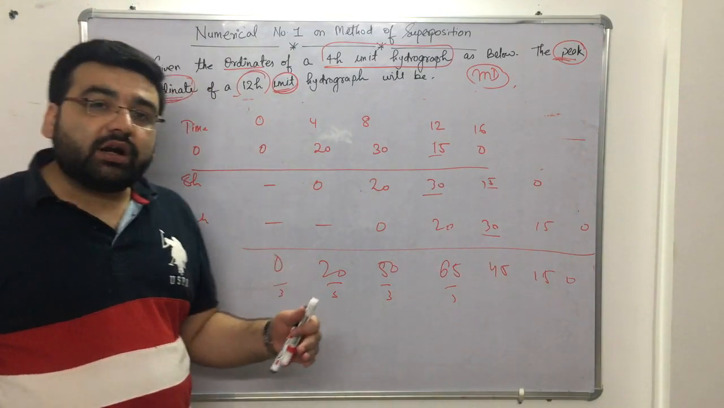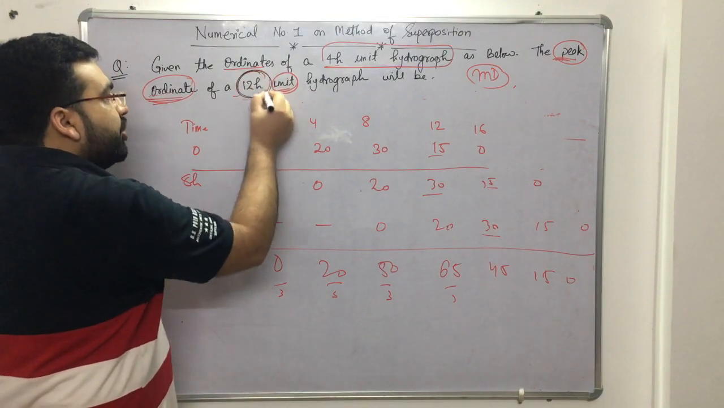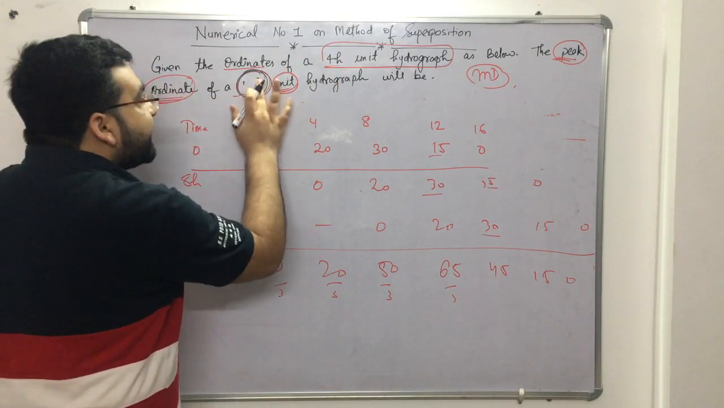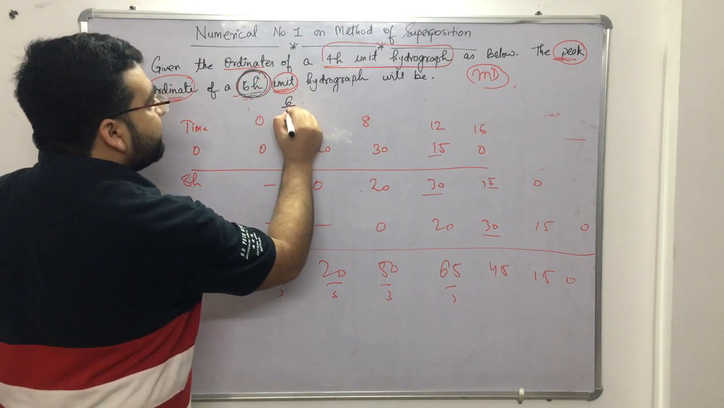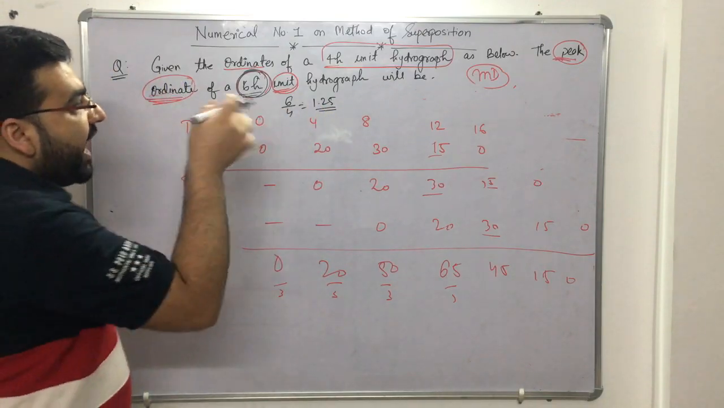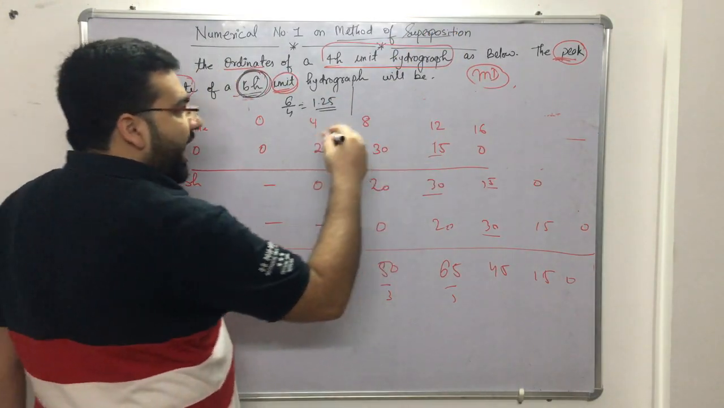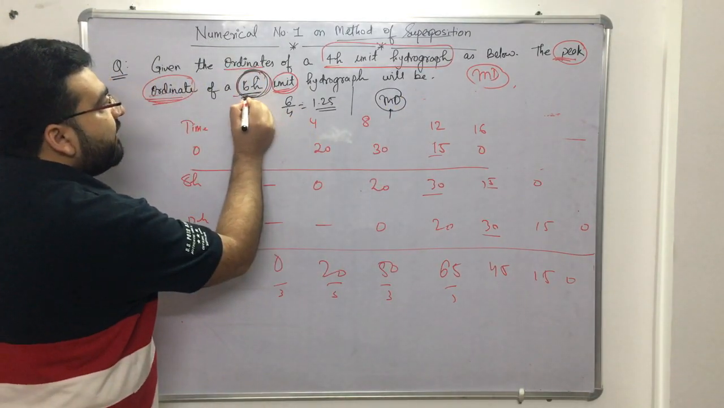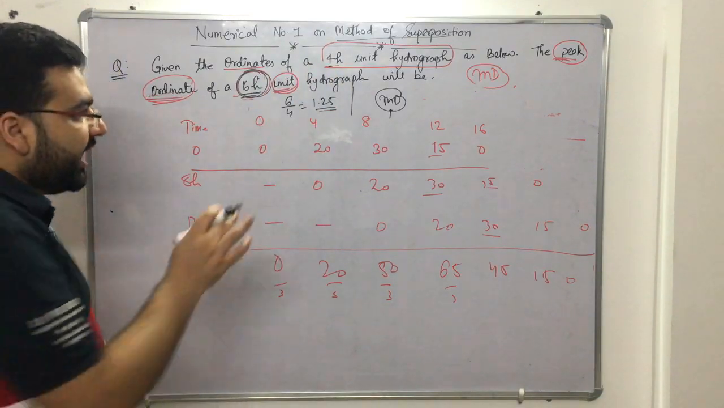Now let's move forward. For example, in this question the 12-hour unit hydrograph was mentioned. But suppose in the question it is mentioned as the ordinate of a 6-hour unit hydrograph. 6 is not an integer multiple, because if you divide 6 by 4, it will be 1.25. From the method of superposition, we can only determine the hydrograph for M times D duration, where M should be an integer. But 6 is not an integral multiple of 4. It has a fraction also.